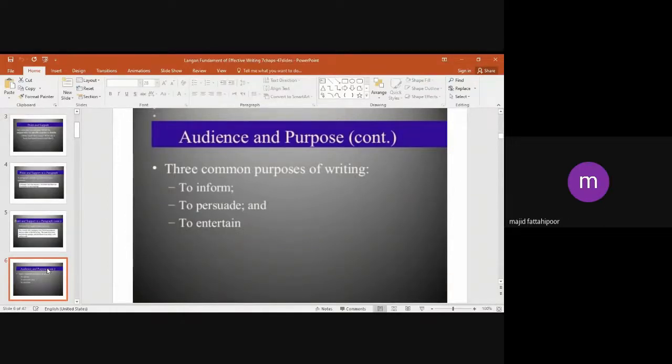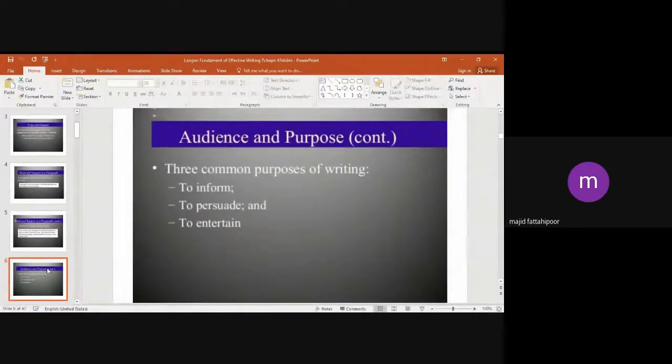For example, in the examples I have given you, was it to inform, was it to persuade someone, or was it to entertain someone? Because there are three common purposes of writing. In the example that I gave you about cinema going, okay, this is not my own belief. This is just an example, okay? As an example of a paragraph, do you think this was to inform you, or to persuade you, or to entertain you? You can write in the chat box: to inform, to persuade, or to entertain.